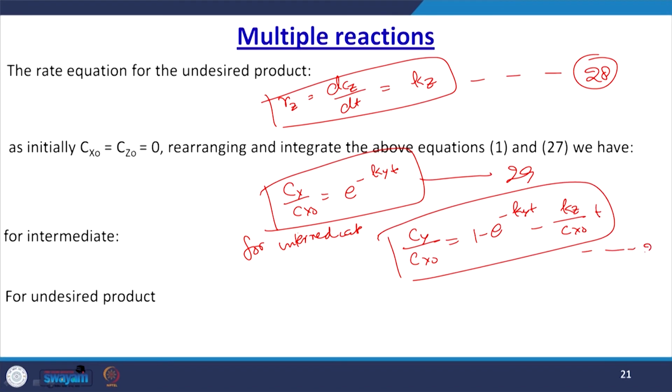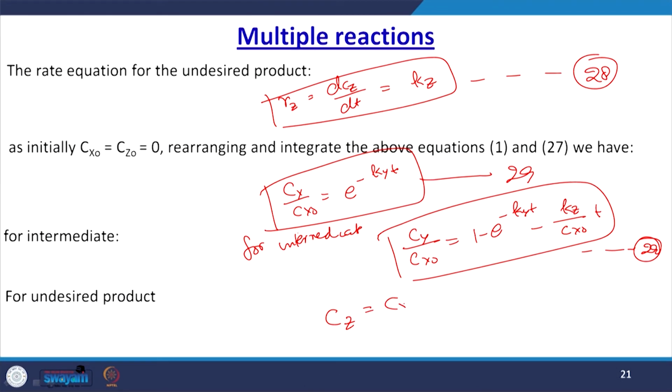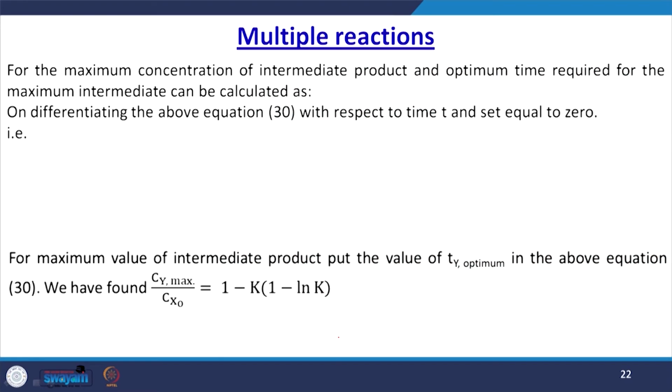That you can say is equation number 29. Now, sometimes it is quite obvious to write the equation for the undesired product. So, for the undesired product, you may write Cz is equal to Cx naught minus Cx minus Cy. This equation we have already discussed.